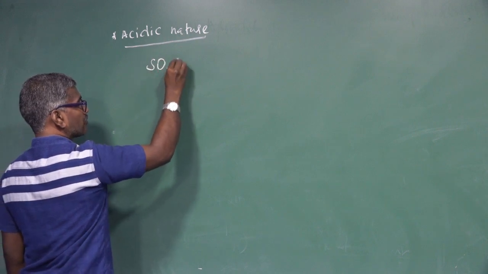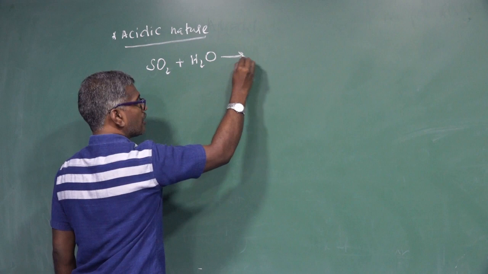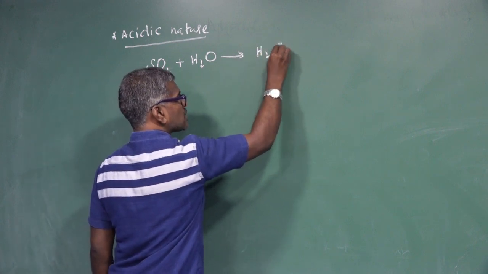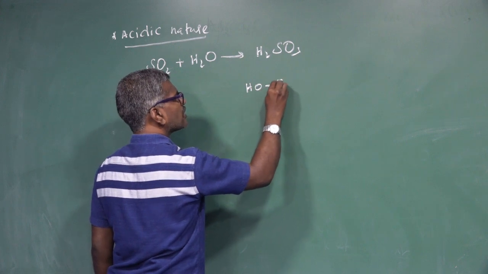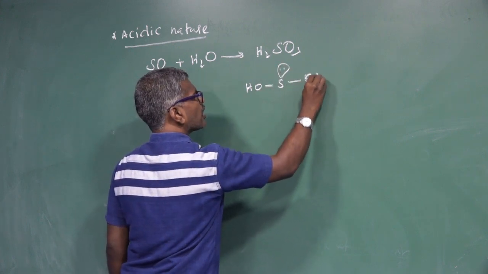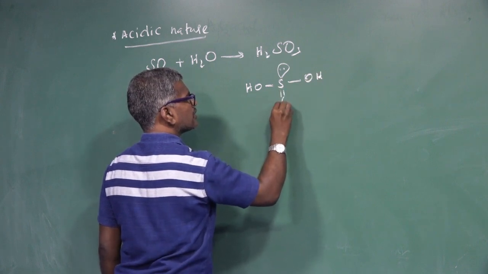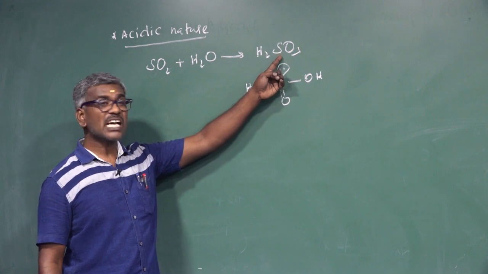SO2 dissolves in water to form H2SO3. Here, HO, sulfur containing one lone pair, OH. This is the structure of sulfurous acid.